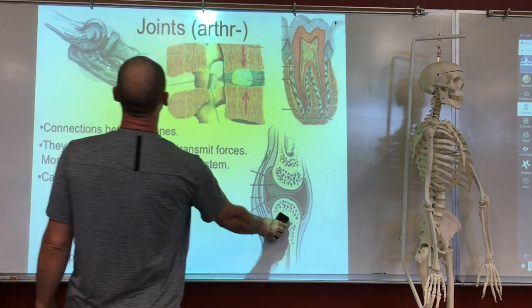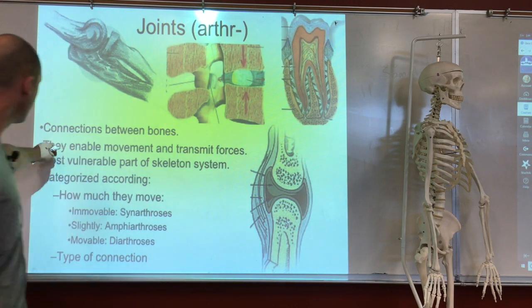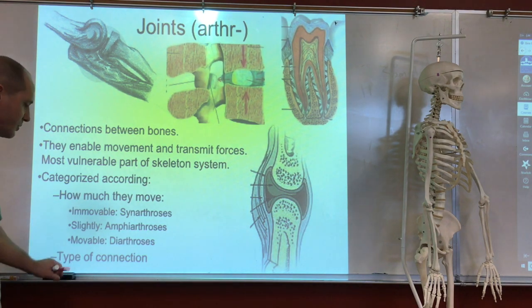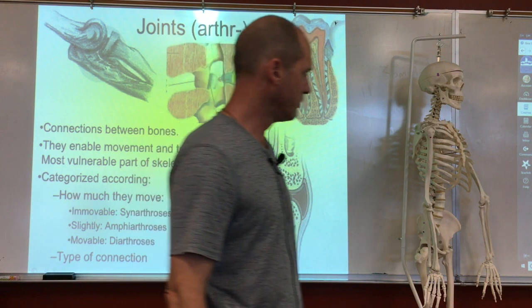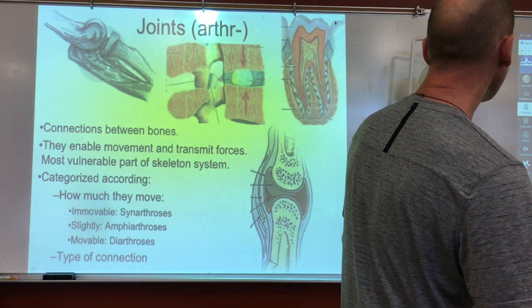So arth means joint. There are connections between bones. We said that already. We need to categorize them. We categorize them by how much they move and what kind of connections they have. Some joints don't move. This one I had trouble with, number 3. Well, let's go for it.